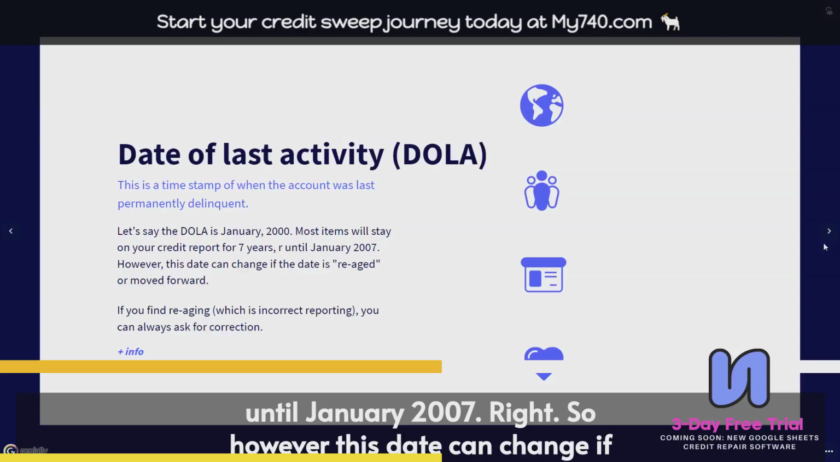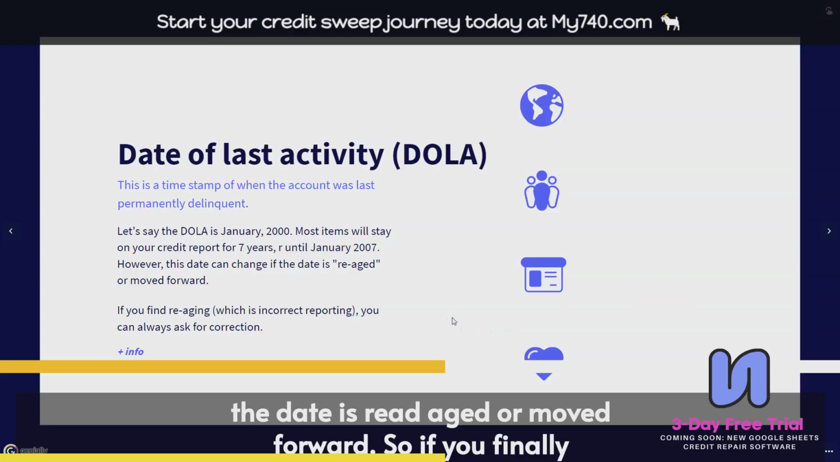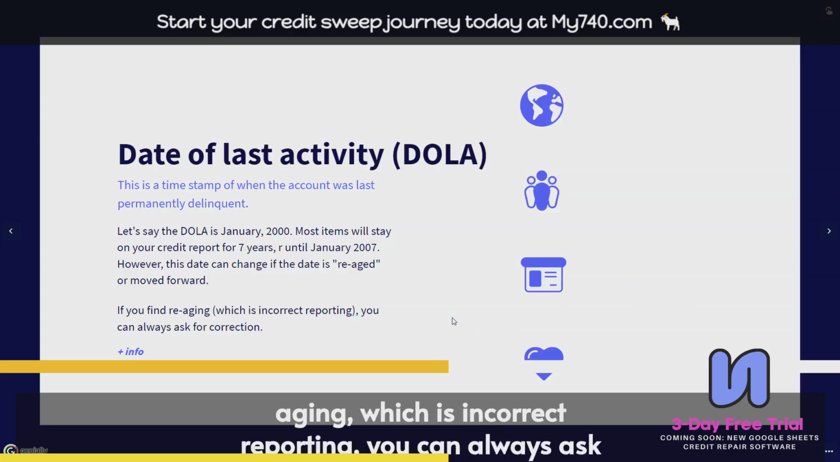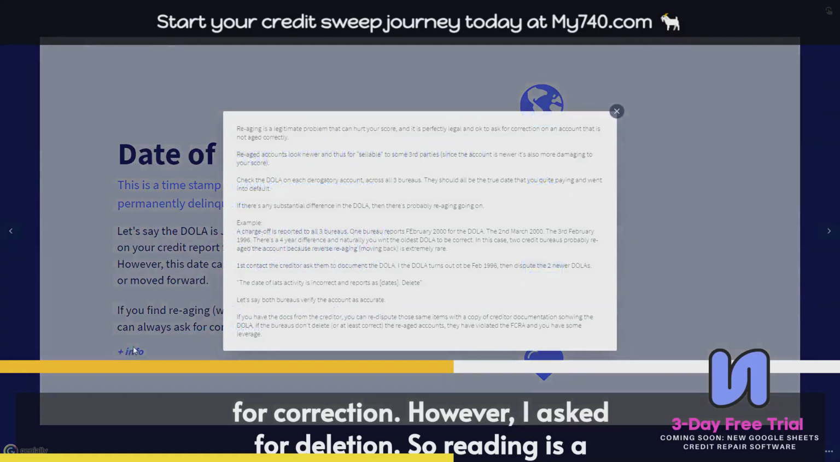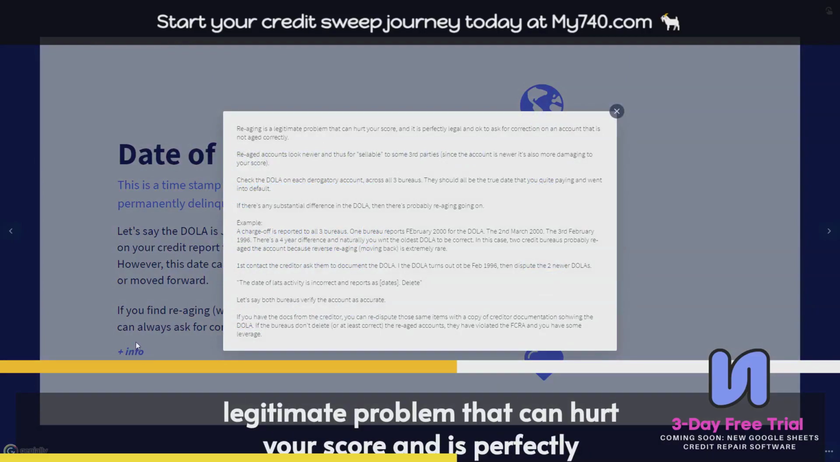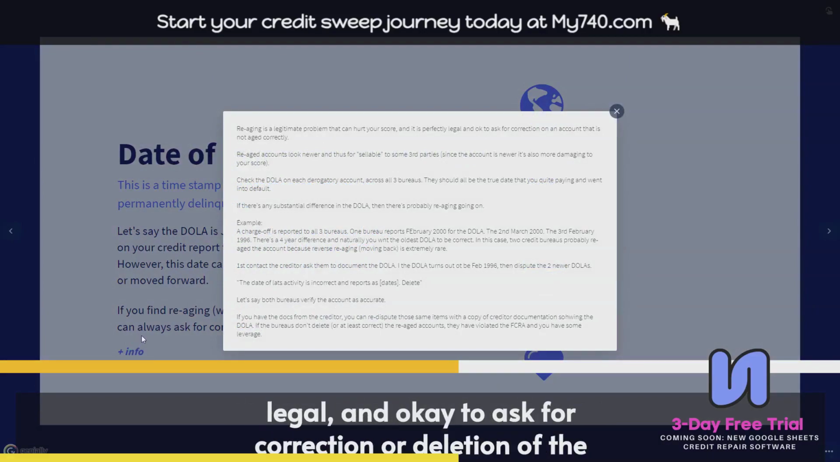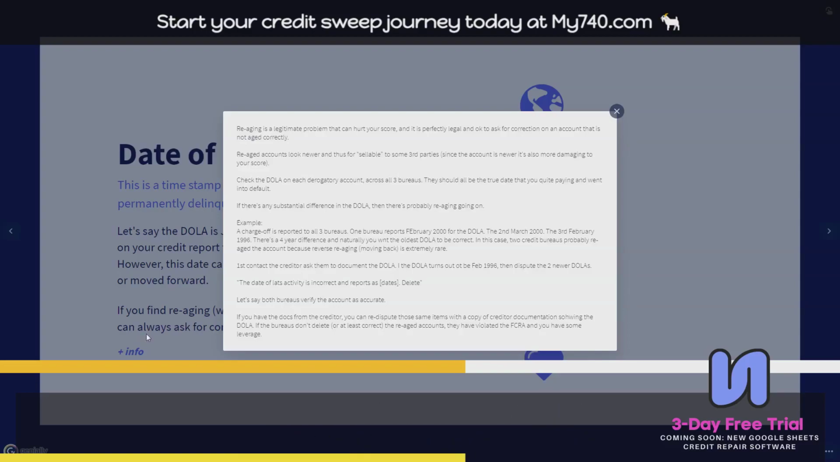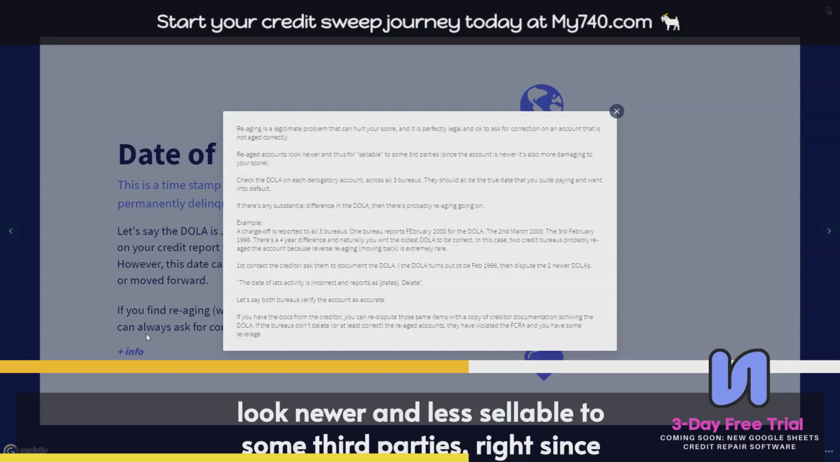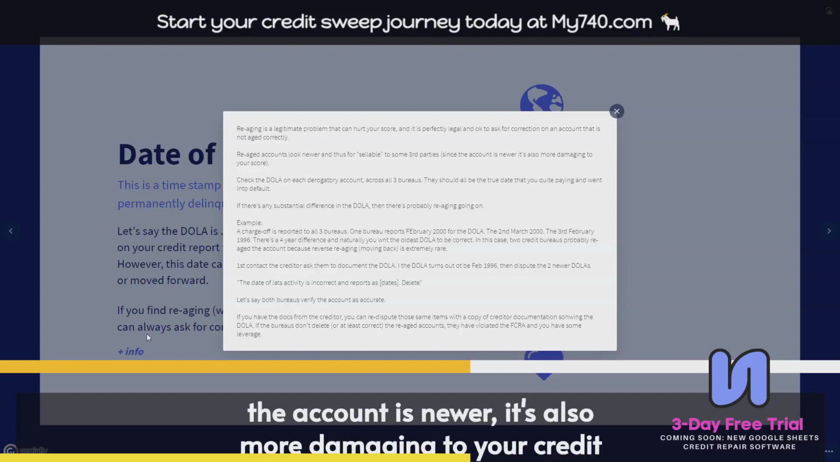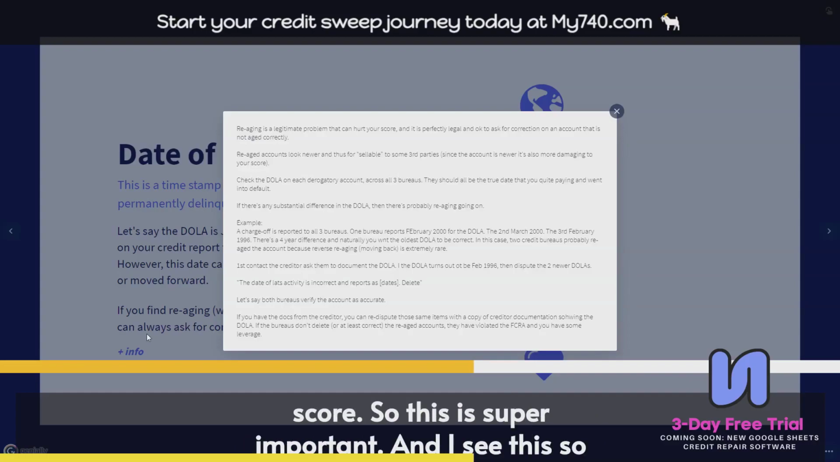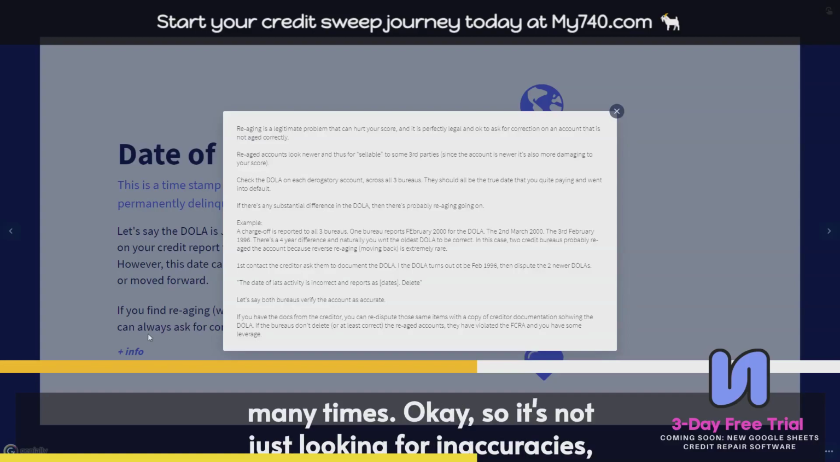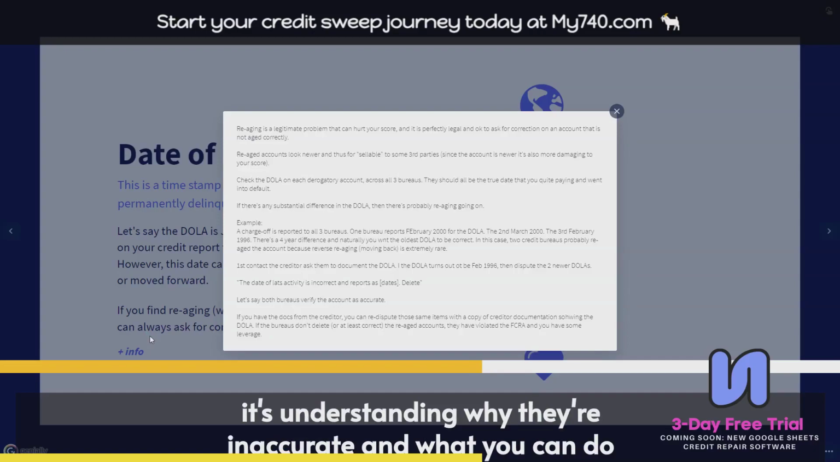However, this date can change if the date is re-aged or moved forward. So, if you find re-aging, which is incorrect reporting, you can always ask for correction. However, I ask for deletion. Re-aging is a legitimate problem that can hurt your score and is perfectly legal and okay to ask for correction or deletion of the account that is not aged correctly. So re-aged accounts look newer and thus sellable to some third parties, right? Since the account is newer, it's also more damaging to your credit score. So this is super important, and I see this so many times. Okay. So it's not just looking for inaccuracies, it's understanding why they're inaccurate and what you can do about it.